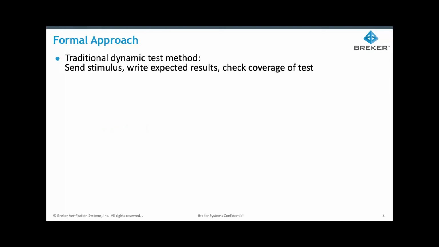So in dynamic methods, simulation, emulation, so on, we do what we know: send stimulus, write expected results, and check the coverage of tests. But thinking about what Yassine was mentioning earlier, using formal verification for some of this, it might be worth looking at other ways of creating checks and applying them to see if we can learn something from that.